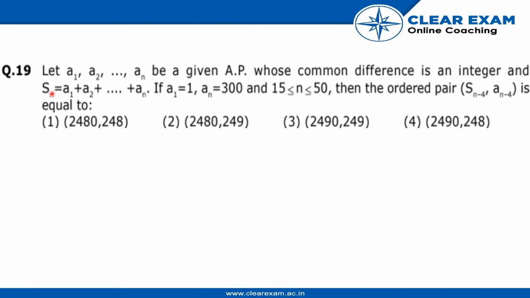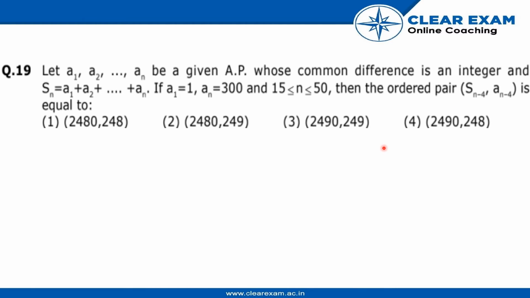So the question is, let A1, A2 up to AN be a given AP whose common difference is an integer, and Sn is equal to A1 plus A2 plus up to AN. So if A1 is equal to 1, then AN is equal to 300 and n is greater than or equal to 15 and less than or equal to 50. Then we have to calculate the ordered pair, which is S n minus 4 and A n minus 4.